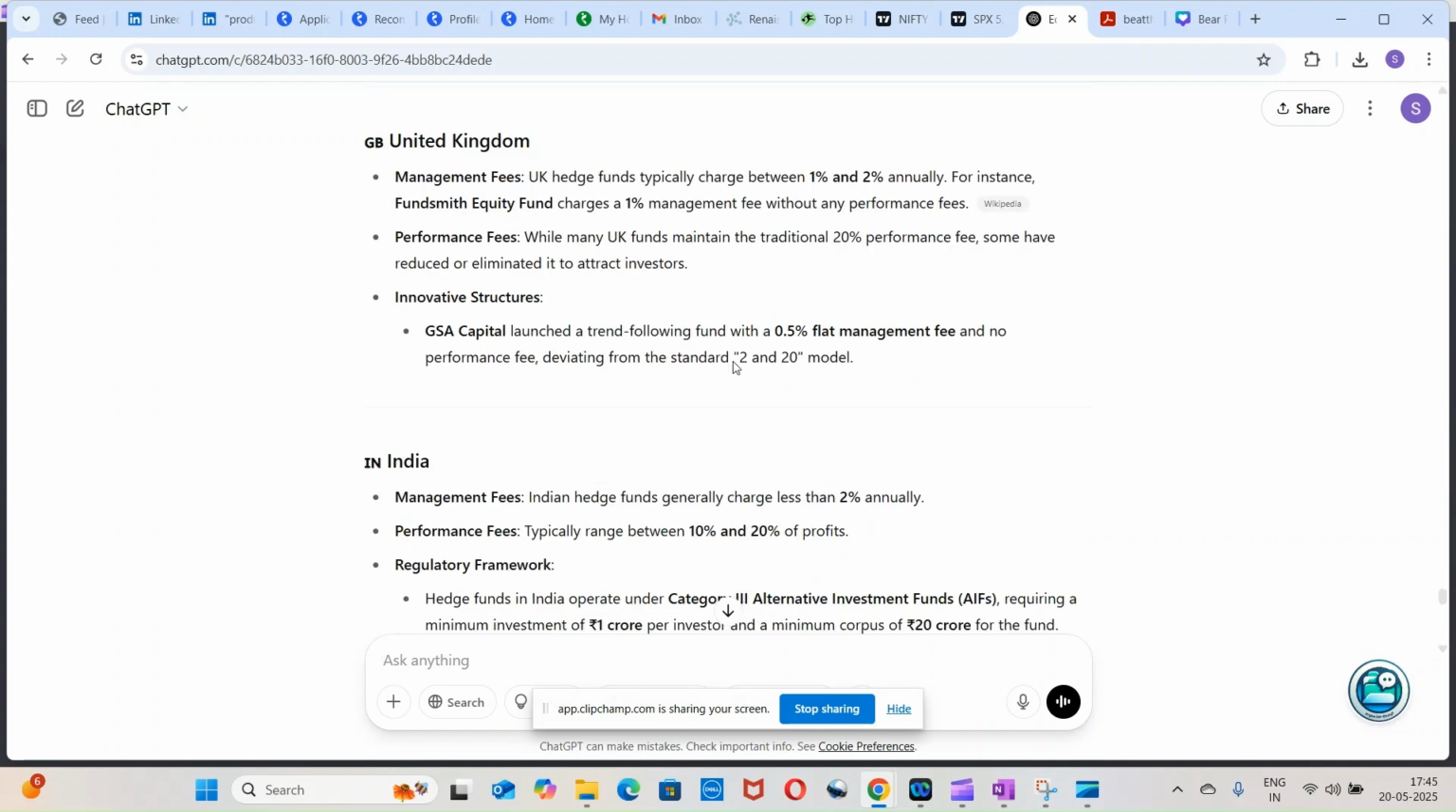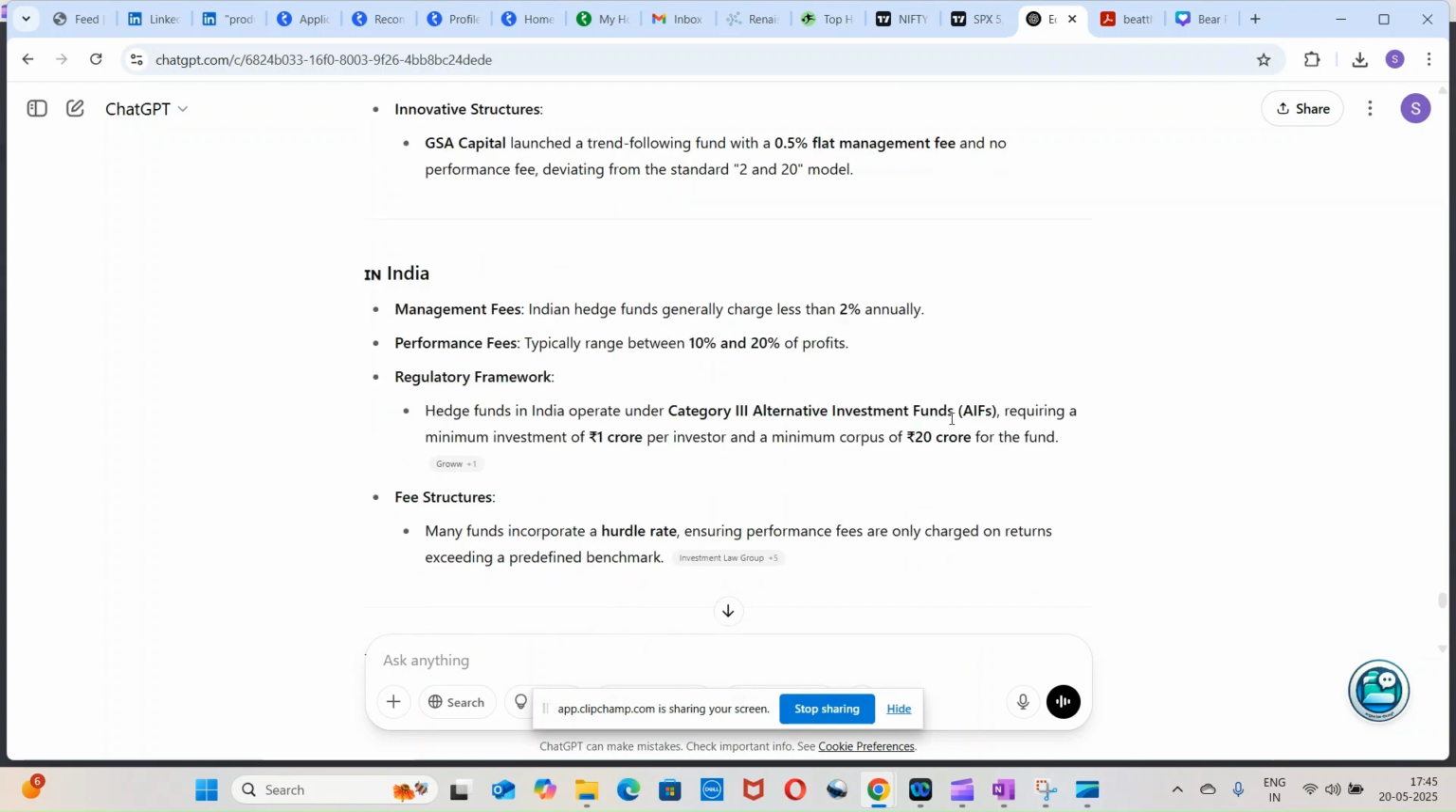Okay, coming to UK, the management fee of a hedge fund is typically between 1 and 2% annually, and some equity funds charge a 1% management fee without any performance fees. So there are no performance fees in some hedge funds. While many traditional UK funds maintain 20% performance fees, some have reduced or eliminated it to attract investors. An innovative structure in UK is GSA Capital, which launched a trend following fund with 0.5% management fee and no performance fee, deviating from the standard 2 and 20 model.